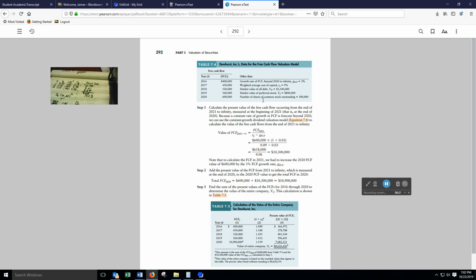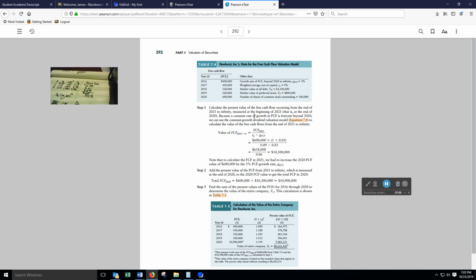And then later on, we'll be using the number of shares of common stock outstanding, which you have 300, to value each share of the stock. So the first step when we do one of these models is we have to calculate the present value of the free cash flows occurring from the end of 2021 to infinity, measured at the beginning of 2021. Okay, and that is at the end of year 2020, which is our 5th year here.